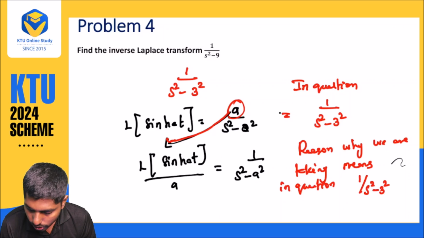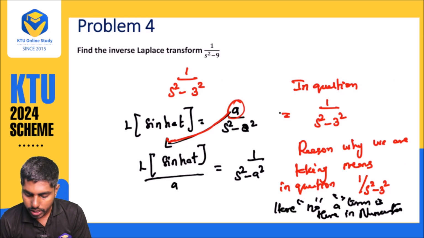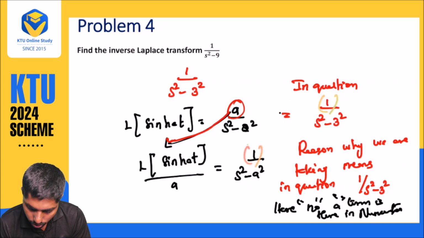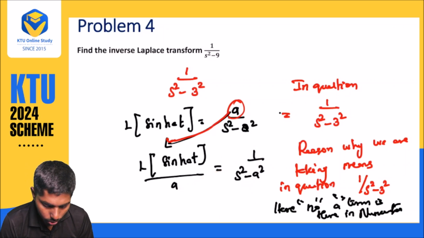Here no a term is there in the numerator. The numerator does not have an a term. So what is the reason we are taking 1 only there? For getting 1 here, what am I going to do? I am taking the a to the denominator of the left hand side. Okay. So how will it become?